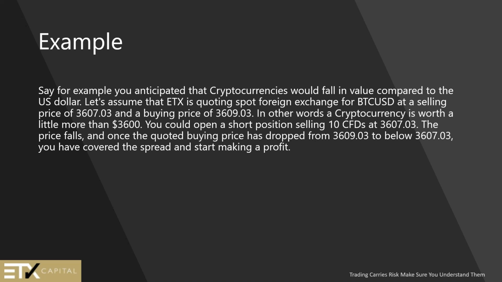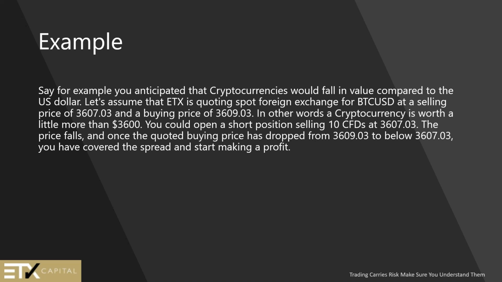So let's assume, for an example, that ETX is quoting spot currency exchange for the Bitcoin US dollar at a selling price of 36.07. Now, we could jump it up to 76.07, but when I wrote this class a while back, it was at 36.07. And the buying price was 36.09. So you have a sell price and a buy, which is your spread. In other words, a Bitcoin is worth a little bit more than $3,600.